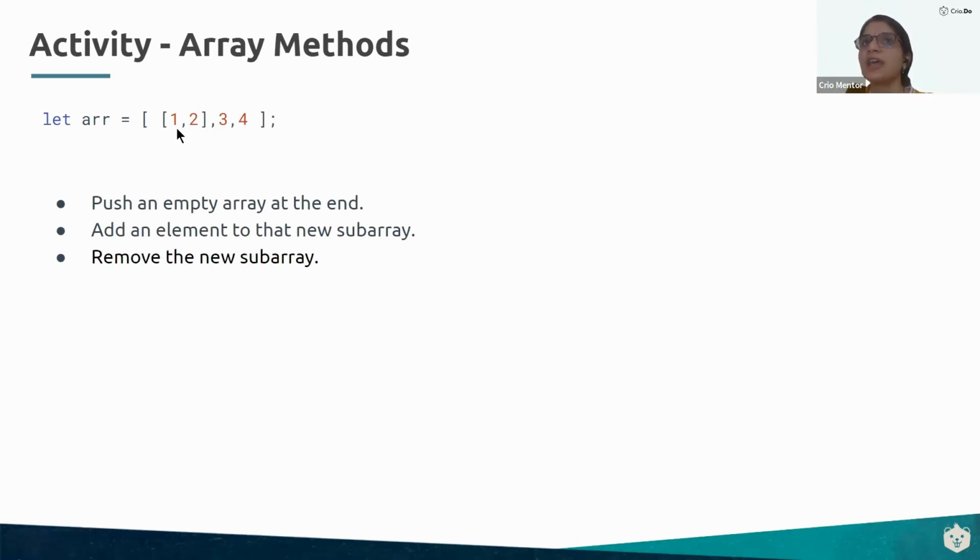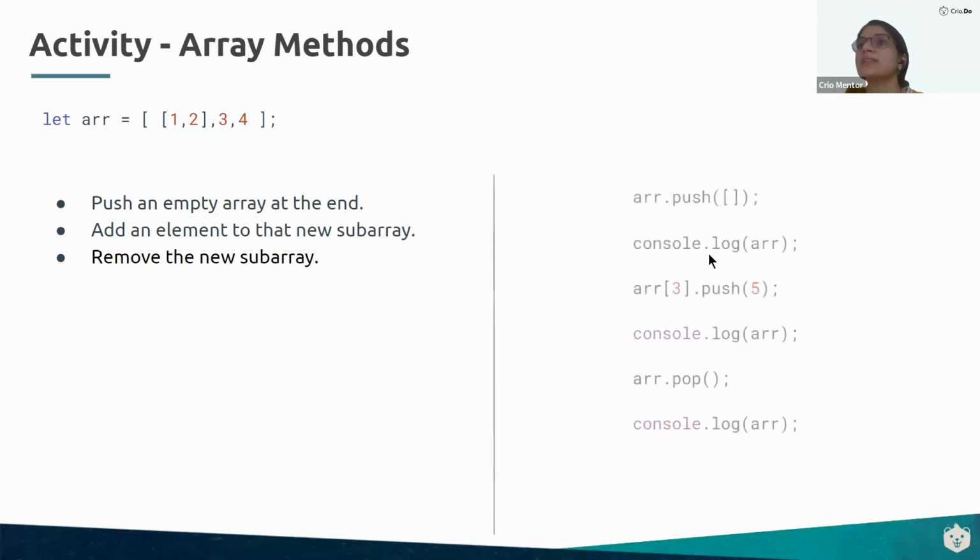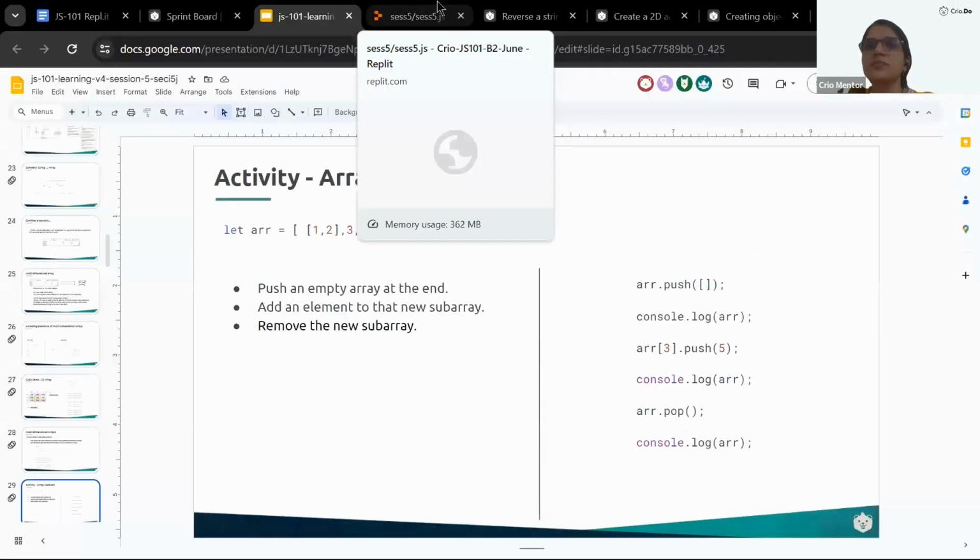It says we have an array 1, 2, 3, 4. It says push an empty array at the end. See here, guys, I'm now writing array dot push. This is a 2D array and still I'm applying a push method. What do you want to push? An empty array. So I'm pushing an empty array. So after 4 now, we have an empty array. Then it says add an element to that new sub array. Let's take it up over here so that we can see the output side by side.